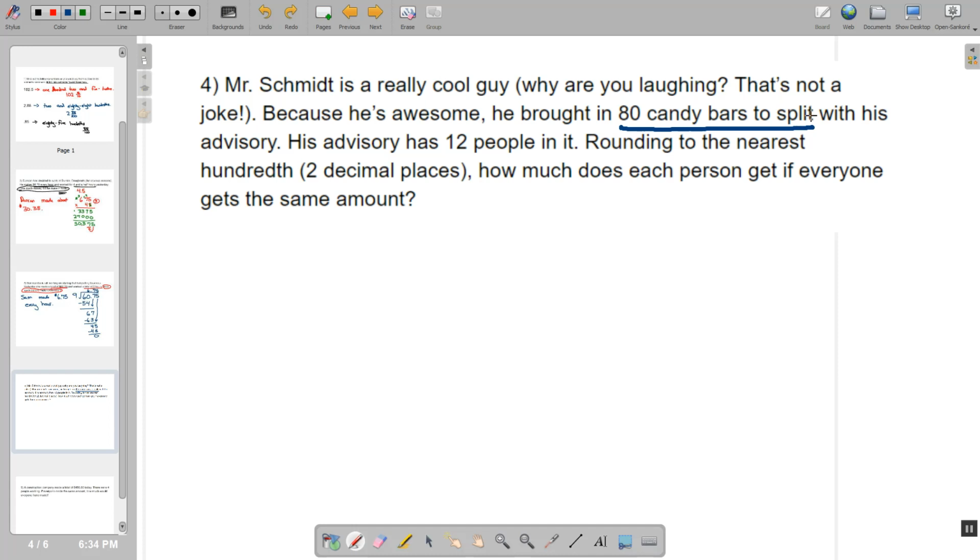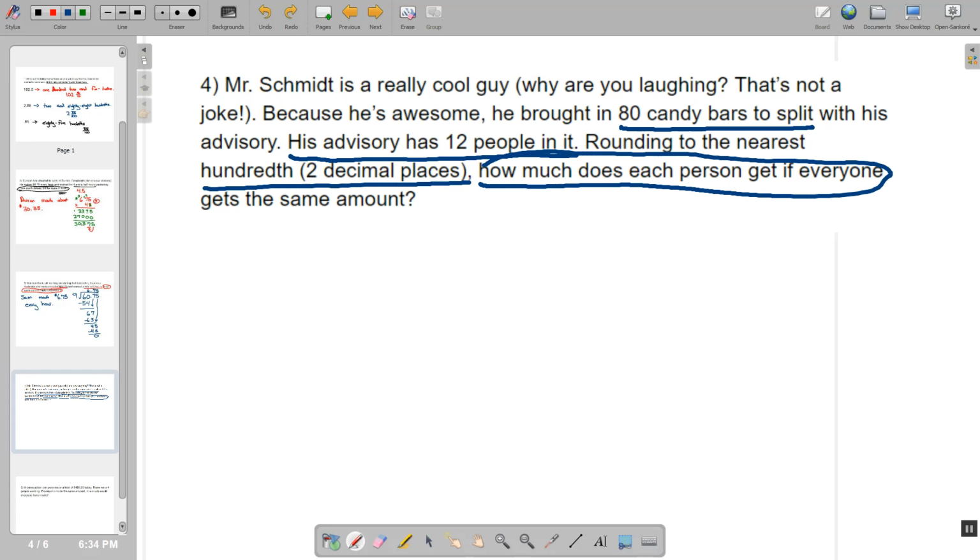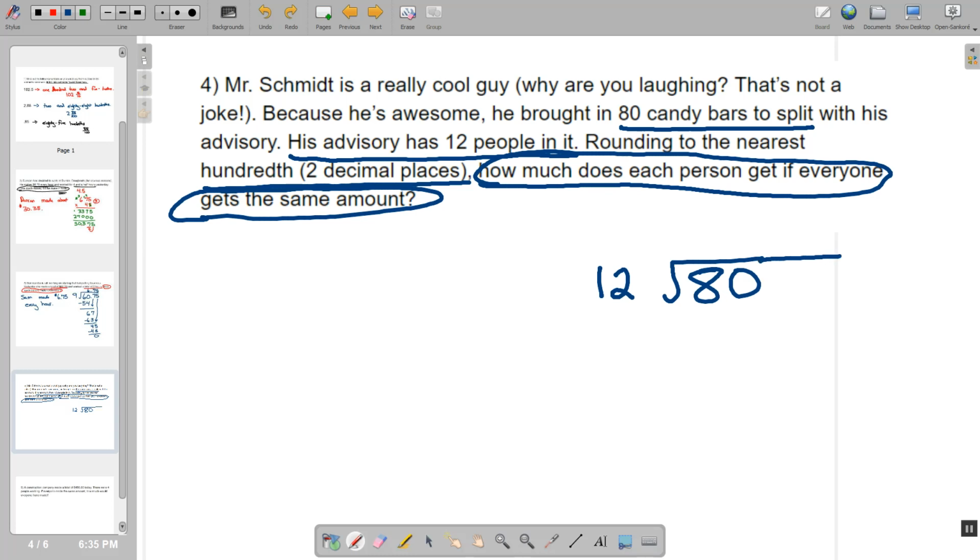Because he's awesome, he brings in 80 candy bars to split with his advisory. So split tells us we're probably doing some division here. His advisory has 12 people in it, so we're probably dividing by 12. Rounding to the nearest hundredth, 2 decimal places. How much does each person get if everyone gets the same amount? So we are dividing 80 divided by 12. And this tells me that we're probably going to have a decimal for an answer, so I do my strategy of just adding my 3 zeros right away.